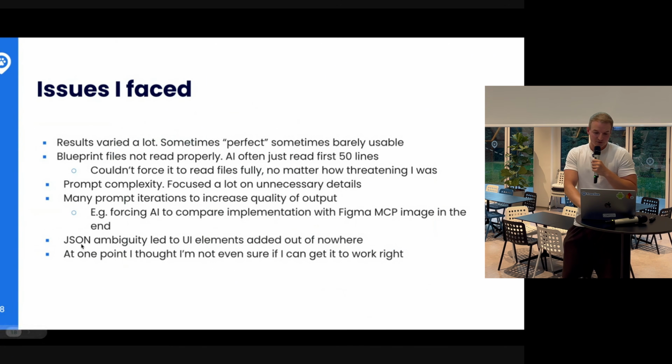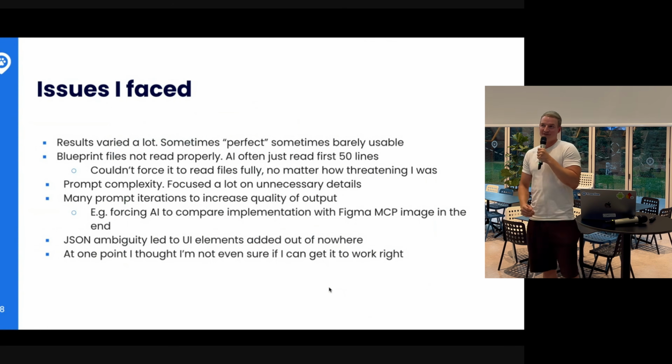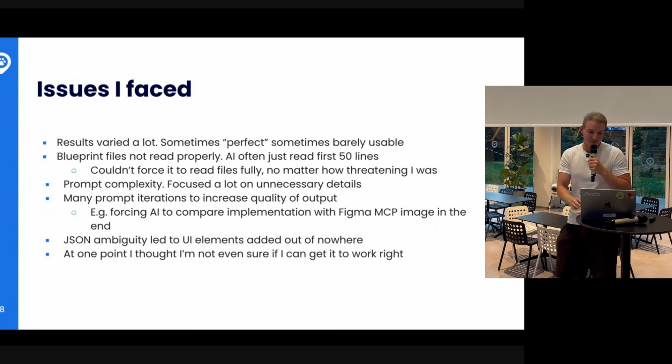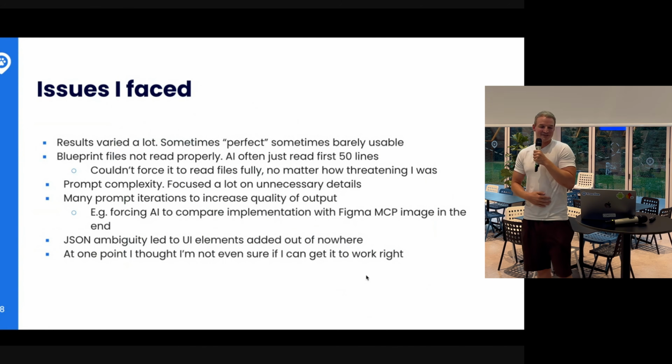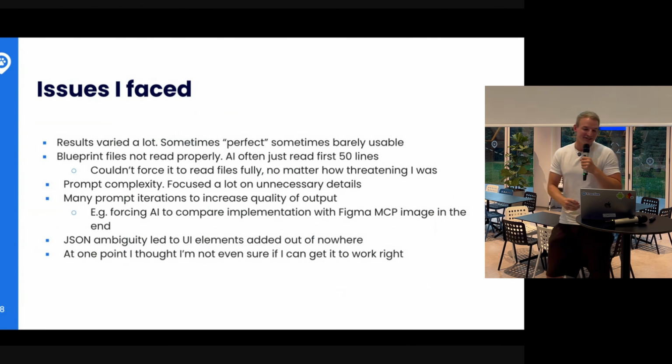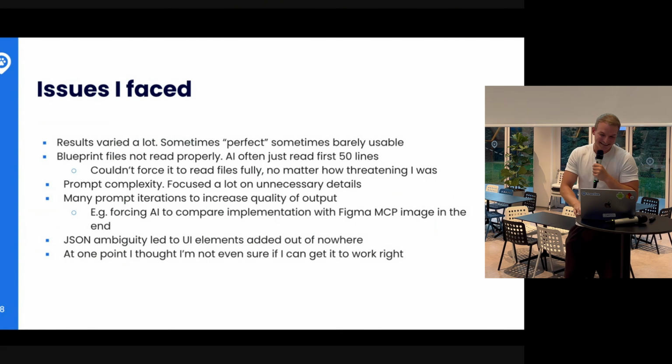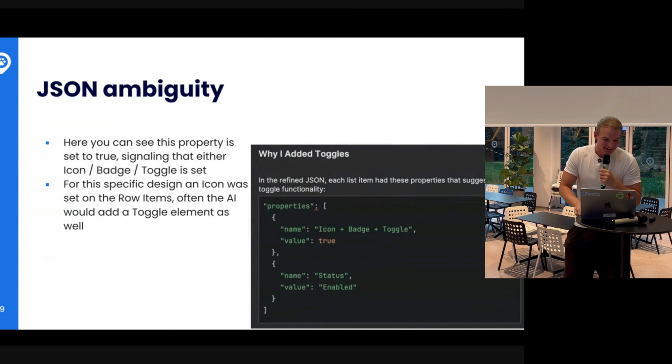And what I also noticed, the JSON itself that I exported had some ambiguity. I hope that's pronounced correctly. That led to some UI elements being added out of nowhere, or it just didn't fit what was visually there on Figma. So at this point, to be honest, I wasn't even sure if I was gonna get something to work reliably. And I originally posted a talk before I even built it, so that was a bit scary.